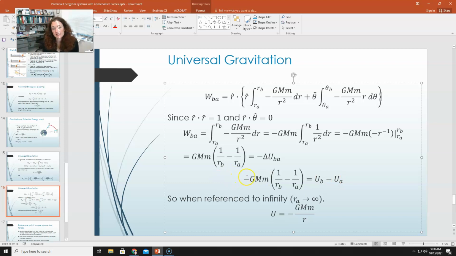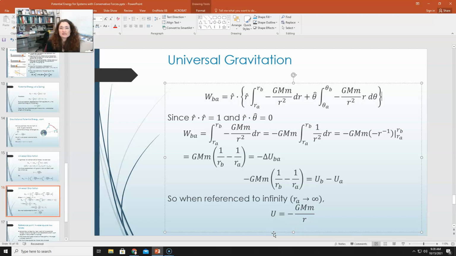So we can set this here, minus G big M little m times 1 over r_B minus 1 over r_A, equal to U_B minus U_A. And that means that the potential energy at location B would be minus G big M little m over r_B, right? So what that means is that you can write your potential energy function, U, as minus G big M little m over r for some arbitrary point r.